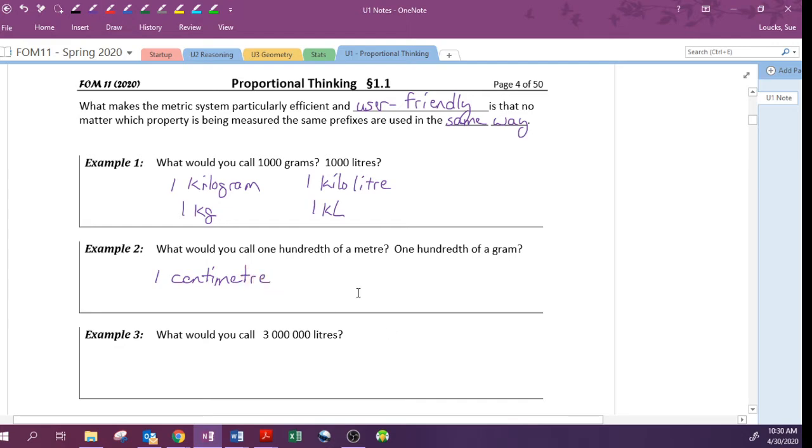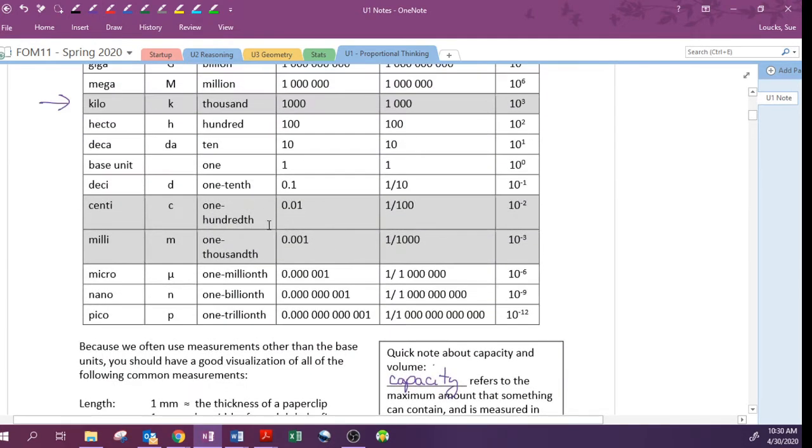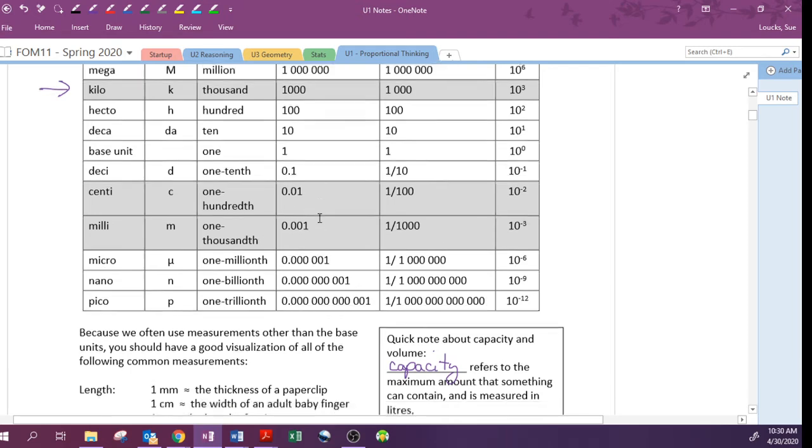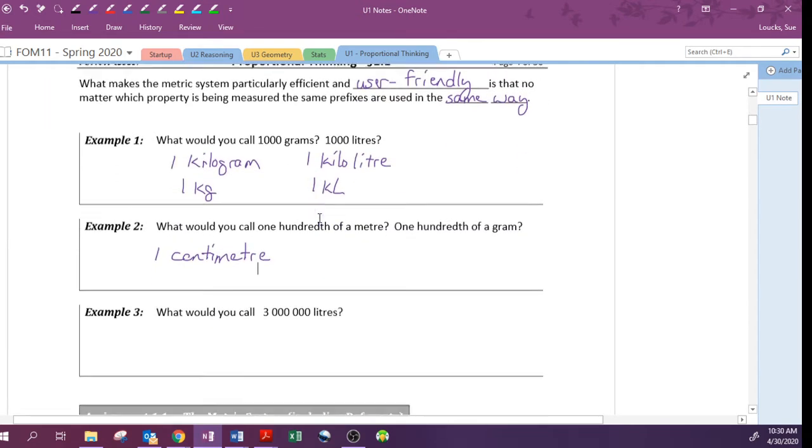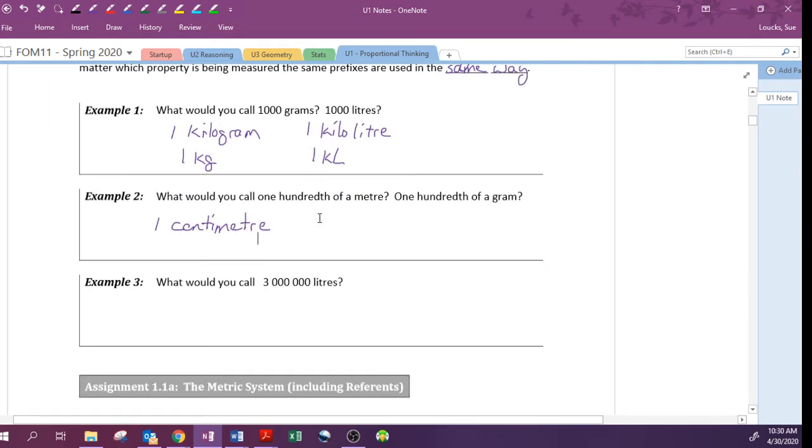We go back up to our table on the previous page. 1/100th is right here, so that tells us centi. 1,000th is milli, okay? So if we know that 1/100th of a meter is a centimeter, 1/100th of a gram is 1 centigram.